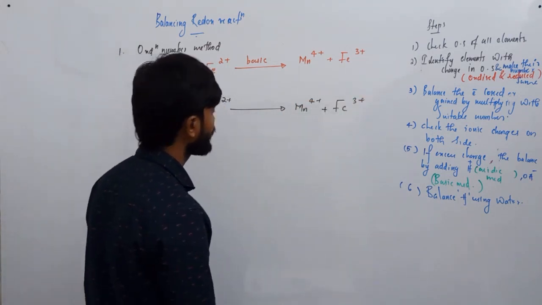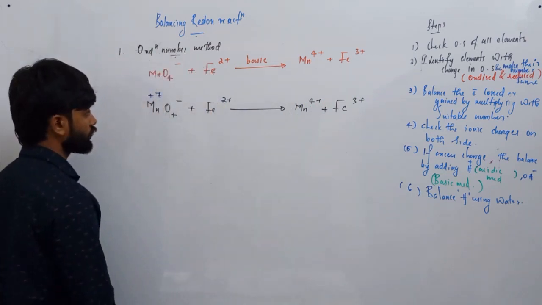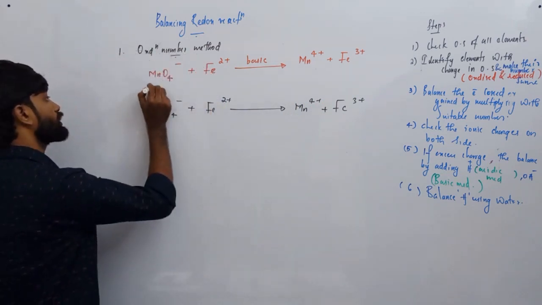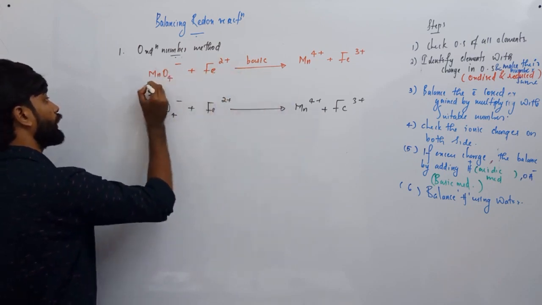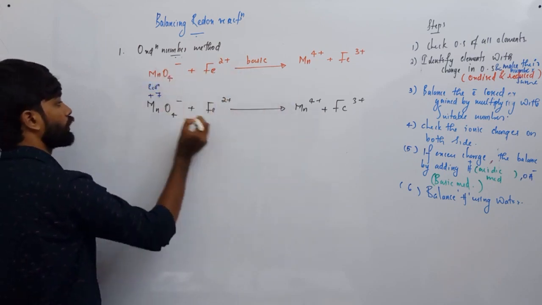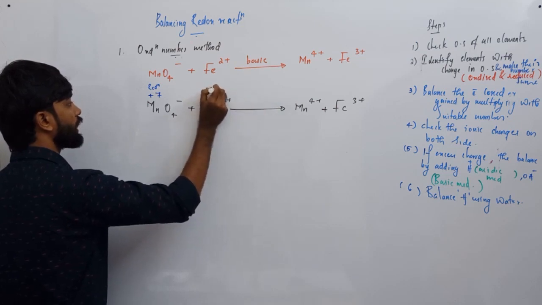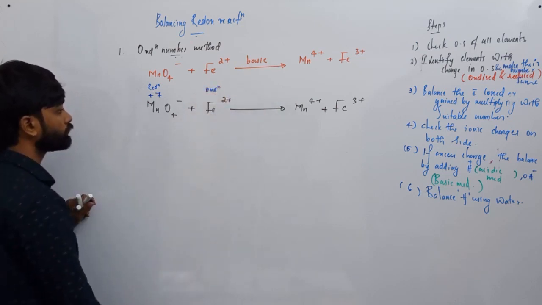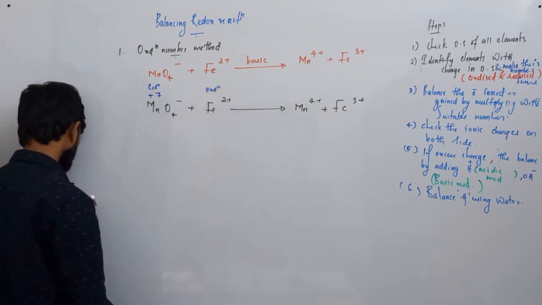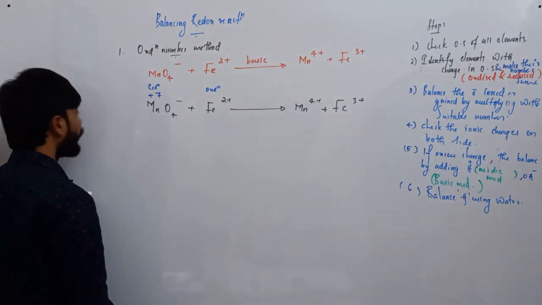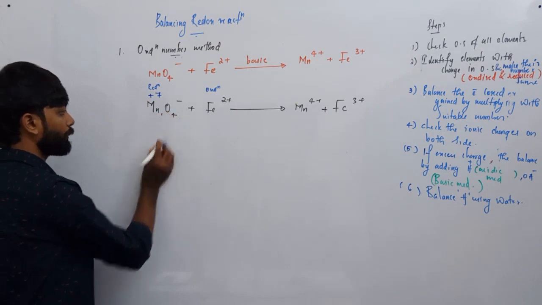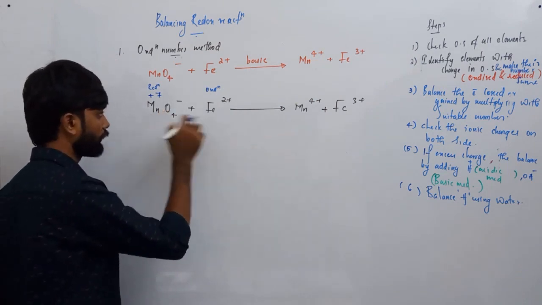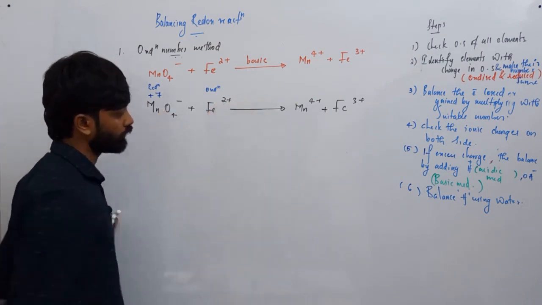Yeah. The next step, element with oxidation and reduction. Plus 7 to plus 4, that is reduction, is manganese. Plus 2 to plus 3, oxidation is iron. Fine. That's okay. Cool. Check their numbers are same. Yeah. Here one manganese, there one manganese. It is okay. Here one iron, there one iron. It's also okay.